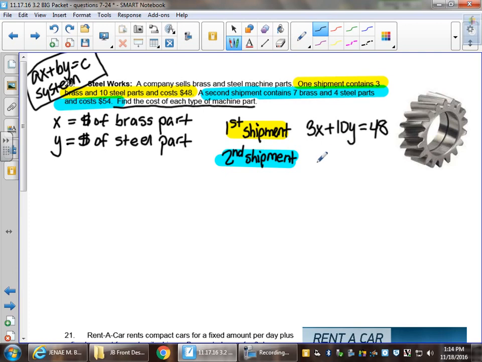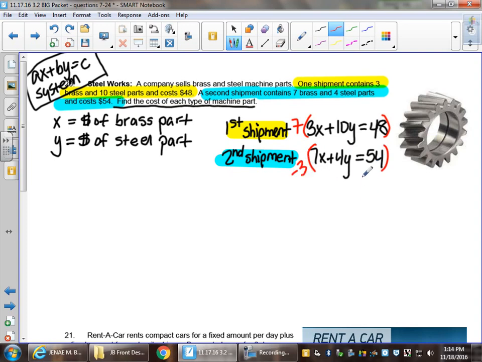My second equation is 7x plus 4y equals 54. I have my system. I'm ready to solve. I choose this time. I would like my x's to cancel. So I have 3x and 7x. I need to work towards a positive 21x and a negative 21x. I'll multiply this first equation by 7, this second equation by negative 3.